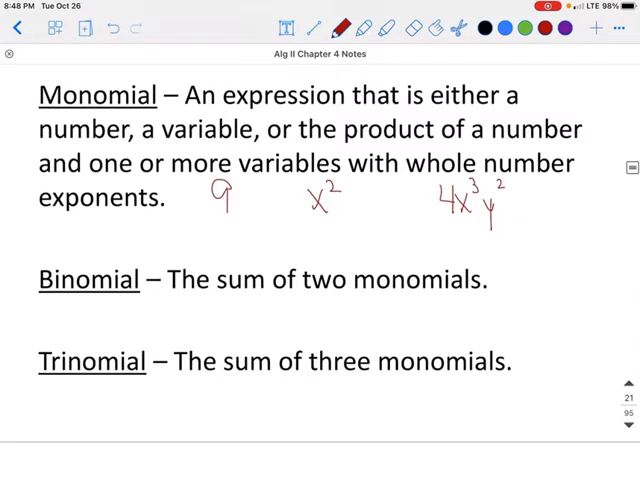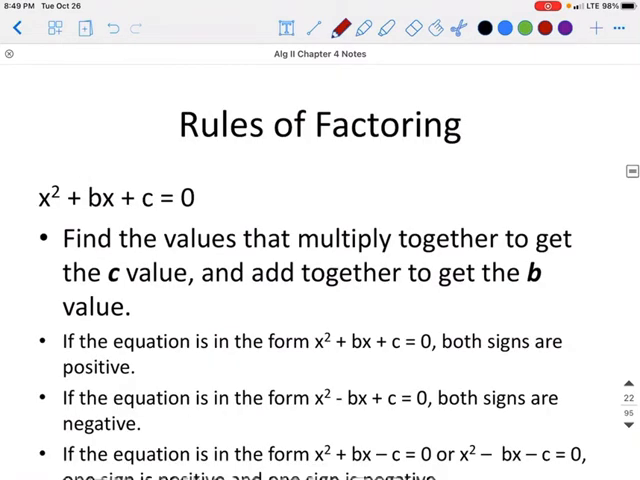A binomial is the sum of two monomials. So we could say x squared plus 5. And a trinomial is the sum of three monomials. So x squared plus 4x minus 7 would be a trinomial because there are three terms. So we will be factoring some trinomials.